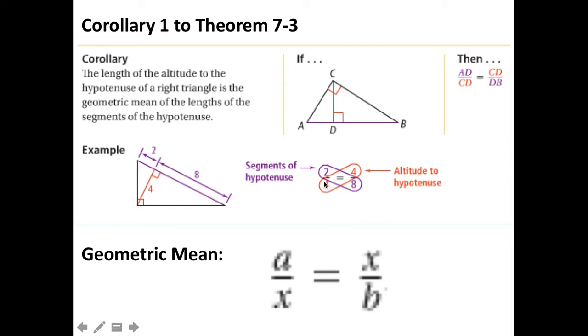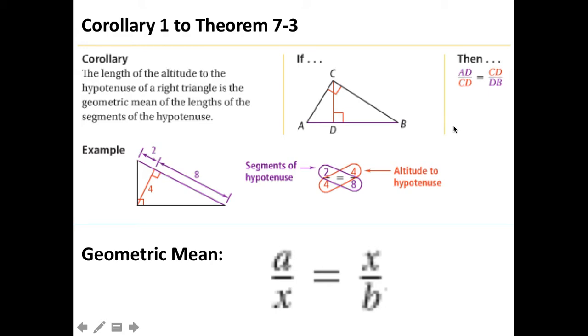So basically, we're looking at the segments of the hypotenuse, and if we look at the example on the left, this 2 is representing the smaller part of the hypotenuse, and this 8 is representing the larger part of the hypotenuse. Together they're the whole hypotenuse. And then the 4 is representing the altitude to the hypotenuse. So the 4 is being repeated, and then you have the smaller part of the hypotenuse versus the bigger part.